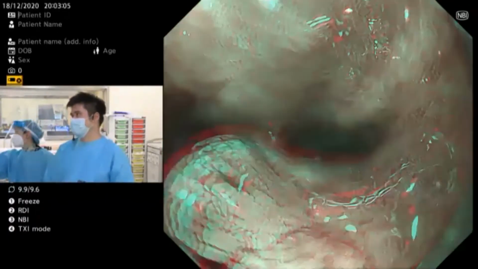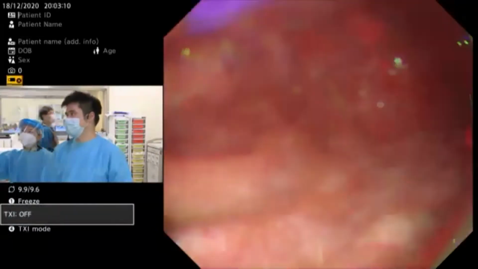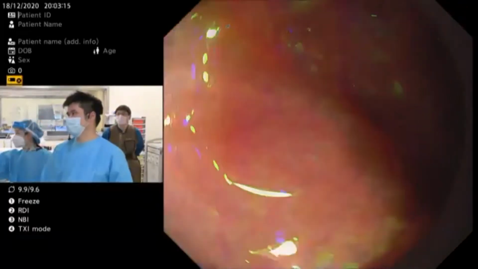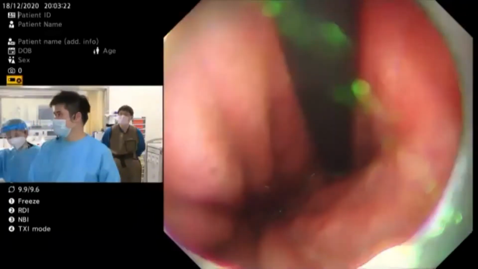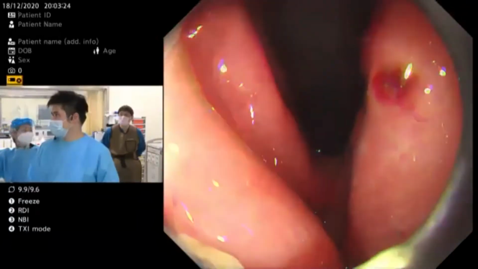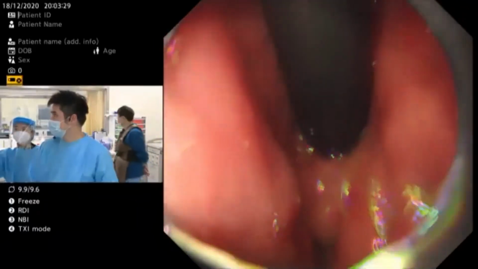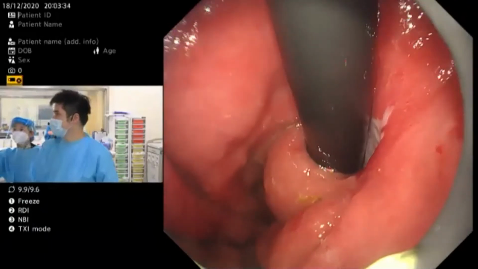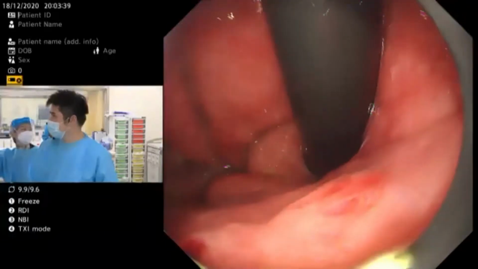Now I'm going to change back to white light endoscopy and TXI. Because I'm using a magnifying endoscope, I can zoom in on various lesions for assessment. I'm doing a retroflexion to look at the target lesion. So you can see the scar. I'll try and distend the stomach a bit more. There is the scar here in the middle where you can see the squamous extension. And now you can see a small elevated lesion over here.